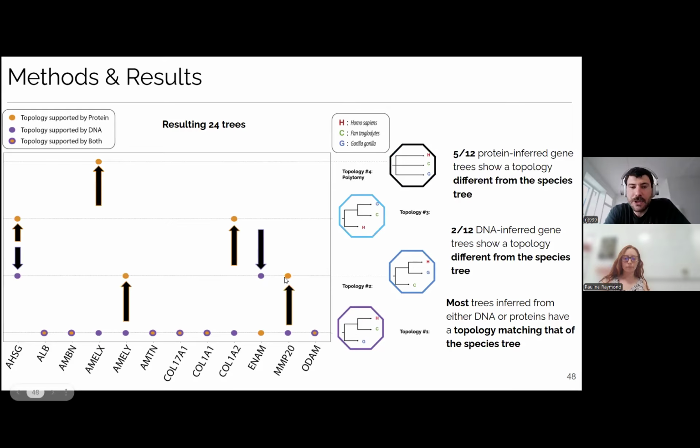And then finally, we saw that 5 out of the 12 proteins, so almost half of them, had a protein inferred gene tree that shows a topology different from the species tree. So if you're using the protein of MMP20, you will get a tree that has humans and gorillas closer. If you're using collagen 1A2, the protein, you will get gorillas and chimpanzees closer. But if you're using DNA, you will get this tree. And finally, we also saw with AMLX, there is not enough information for the tool to make a phylogenetic prediction. So we get this topology, which is a polytomy. So we cannot infer which one of these species is closer to which one.